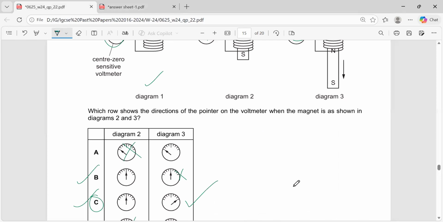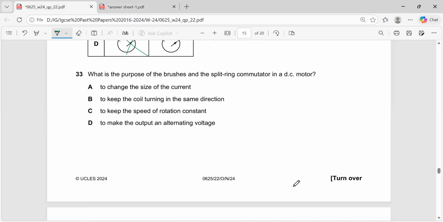Now, next is question number 33. That is very simple. This is simply: what is the purpose of the split ring commutator? Just check my notes, DC motor chapter, end of chapter 20. You will find it. What is the purpose of the brushes and split ring commutator in a DC motor?